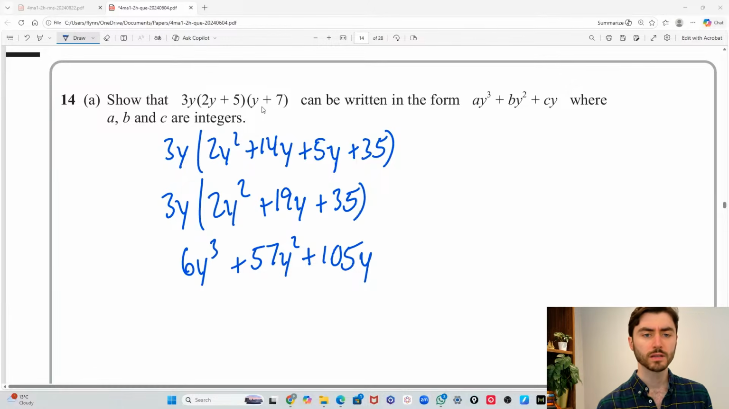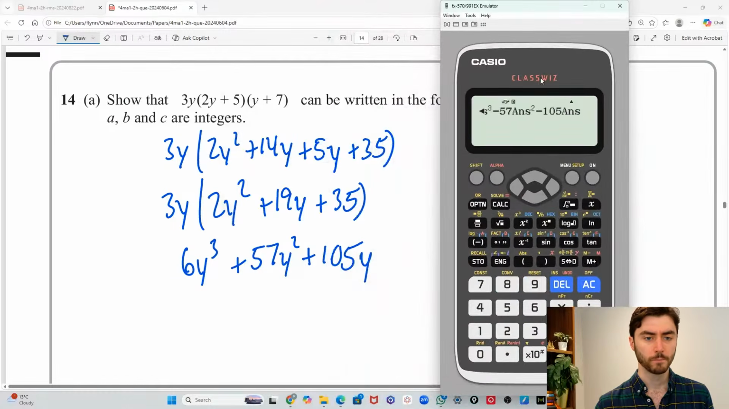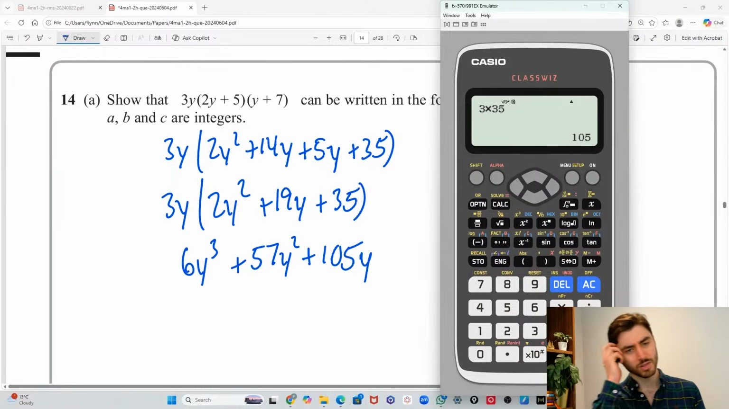So 2y squared plus 14y plus 5y, and 14 and 5 gives me 19, plus 5 times 7 is 35. So 3 times 2 is 6. 3 times 19 is 57, and 3 times 35 is 105. So that felt like it should have worked.